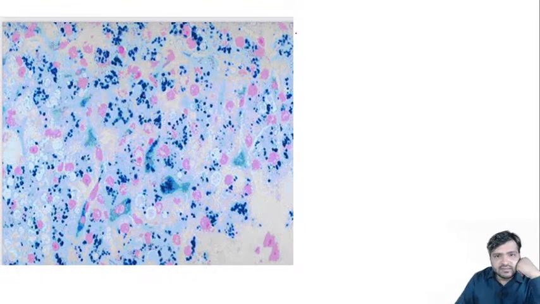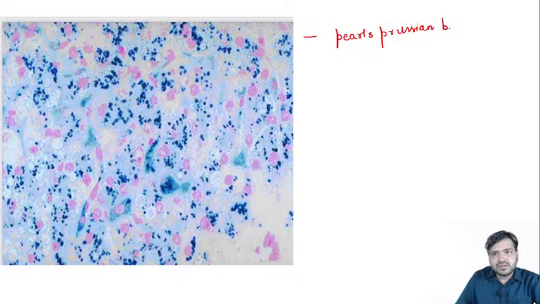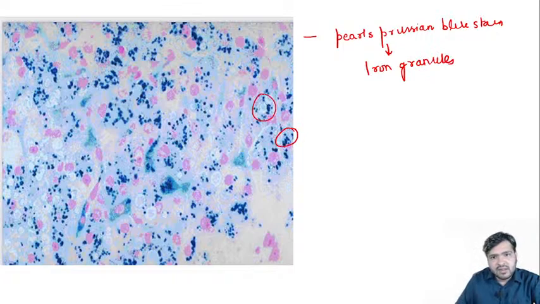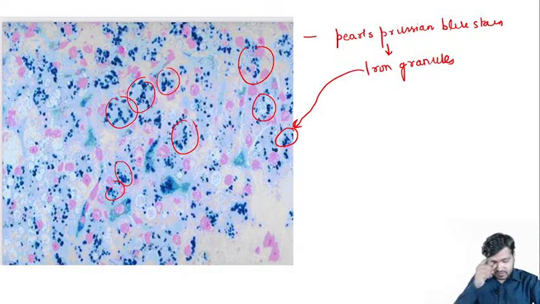Moving on to the next, guys, this is the Pearl's Prussian blue stain, and it is basically used for staining the iron granules. These granules you can very well visualize, these are in blue color, guys. So this is the Pearl's Prussian blue stain, that is for the iron granules, which you can visualize in this particular picture. These are the blue dots which are displayed.